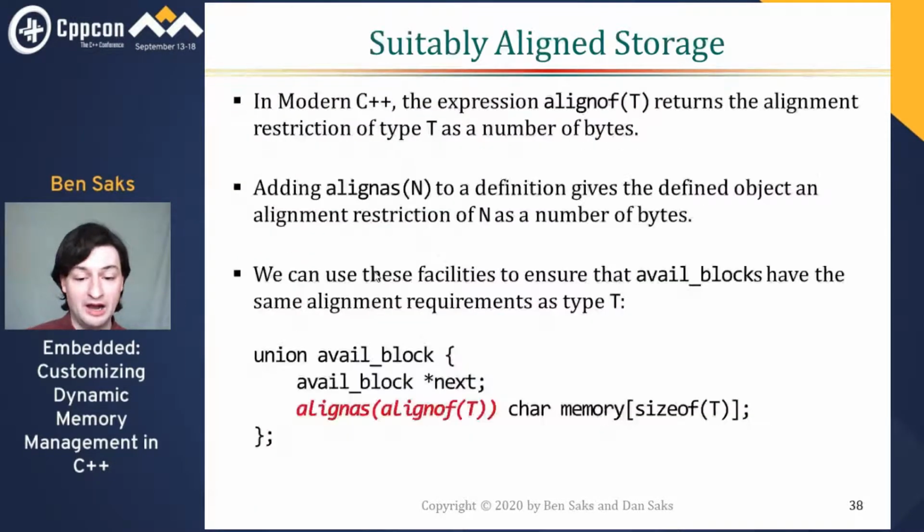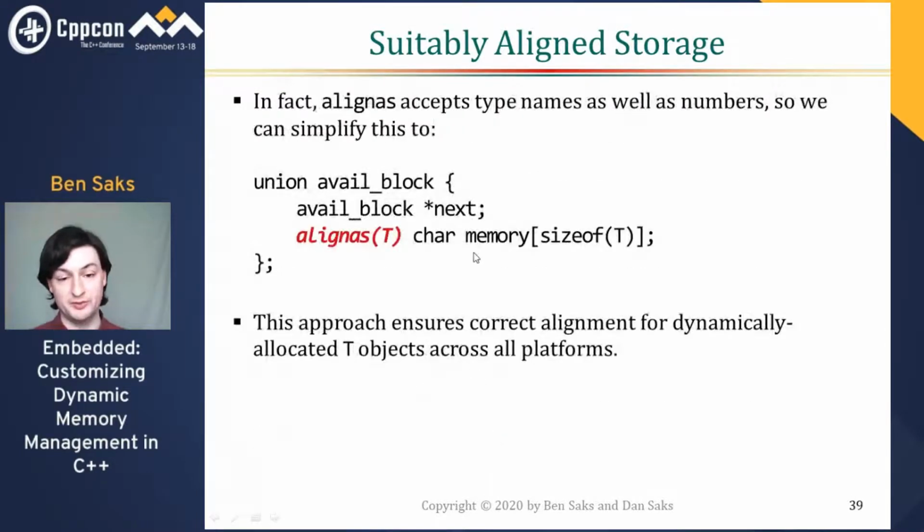Okay, so we can use this approach to make sure that our memory is properly aligned for objects of type T, or actually you can just give alignas the name of a type and write it this way instead. Either way, our available blocks should now be aligned in such a way that they can properly store T objects.